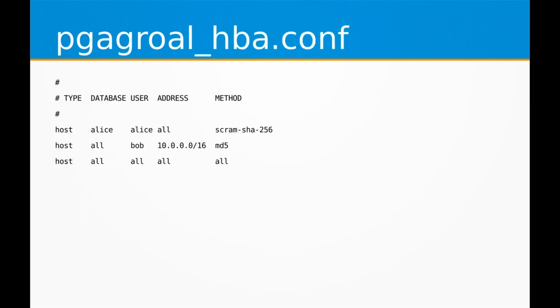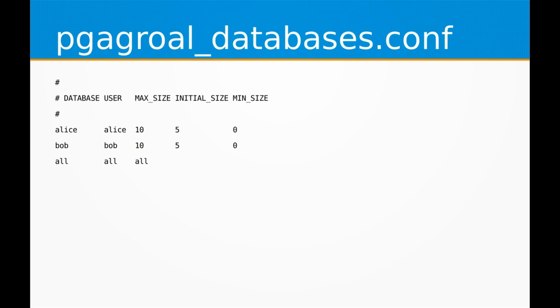The next file is the host-based access file called pgagroal_hba.conf. We'll let Alice connect using scram-sha from all networks. Bob is restricted to the 10 network, but will use MD5. All other users will use the same mechanism that Postgres will be using. The pgagroal_databases.conf file shows that Alice and Bob both will have 5 connections pre-filled each, and they can use a maximum of 10 each. The remaining connections, 80, will be used for all other users.